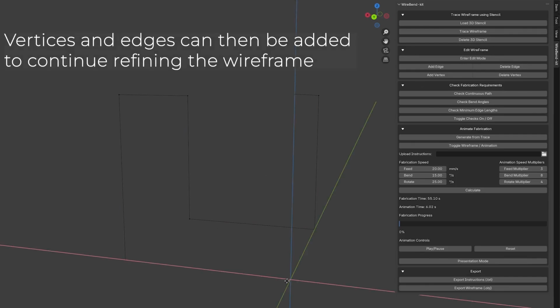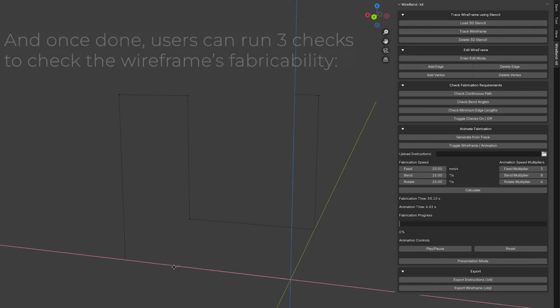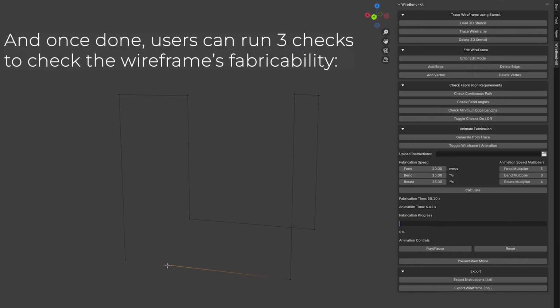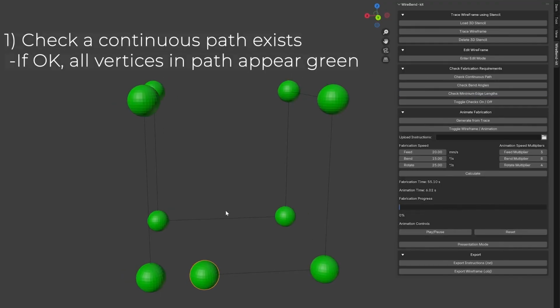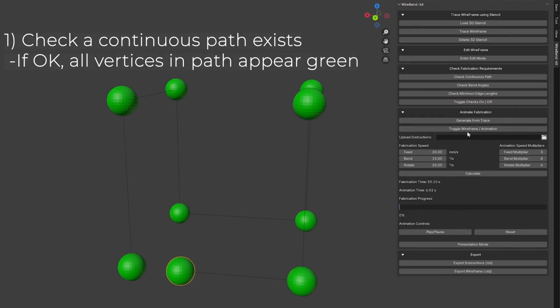Vertices and edges can then be added to continue refining the wireframe. Once done, users can run 3 checks to check the wireframe's fabricability. Check a continuous path exists. If OK, all vertices and path appear green.